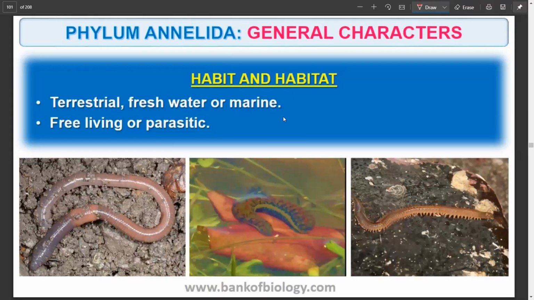Again, you know that annelids, you have seen leech, you have seen for example the earthworm. They are terrestrial, and you don't see this in the previous groups. They are terrestrial, they are freshwater, or they can be marine. This is something again new that you have seen in this particular case. They are terrestrial.